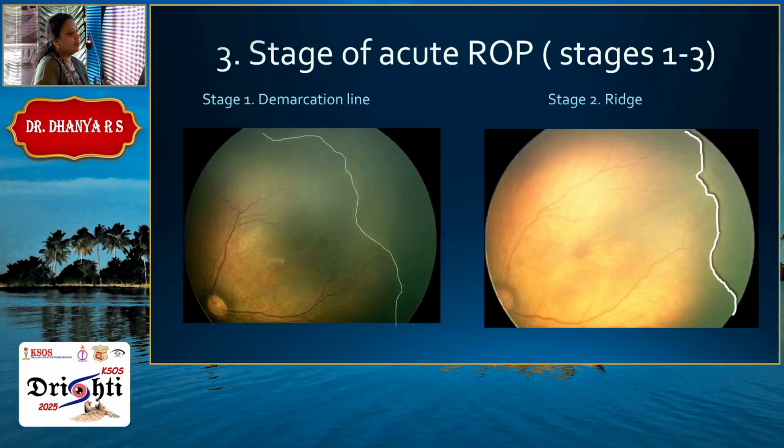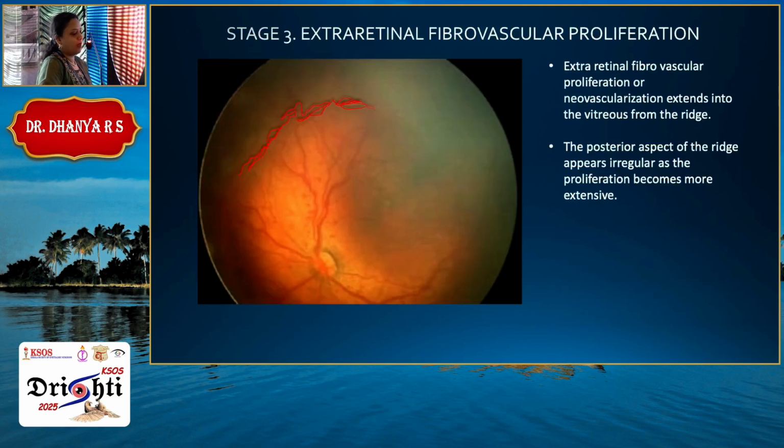Now, the third thing is what is the stage of acute ROP. Initially we'll see what are the stages 1, 2 and 3. Stage 1 is a faint demarcation line between the vascular and avascular retina, and stage 2 is a ridge. Stage 3 is extraretinal fibrovascular proliferation, which will be elevated, raised into the vitreous. And this fundus is also showing plus signs. There's a plus disease with a stage 3.